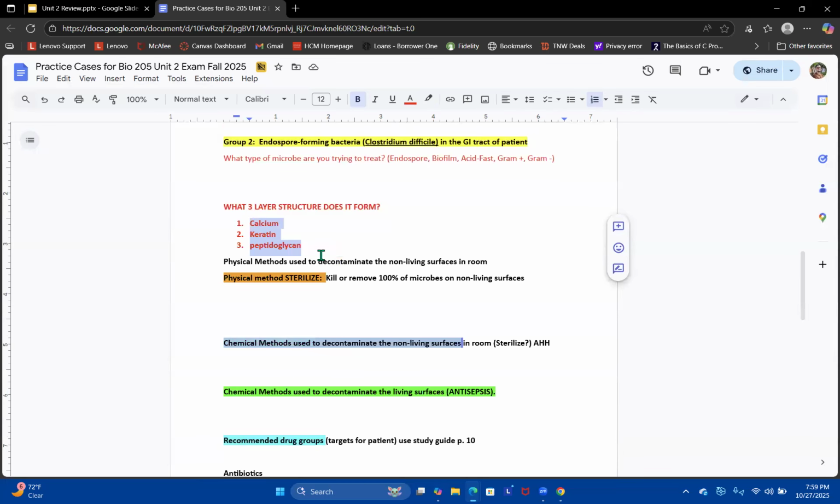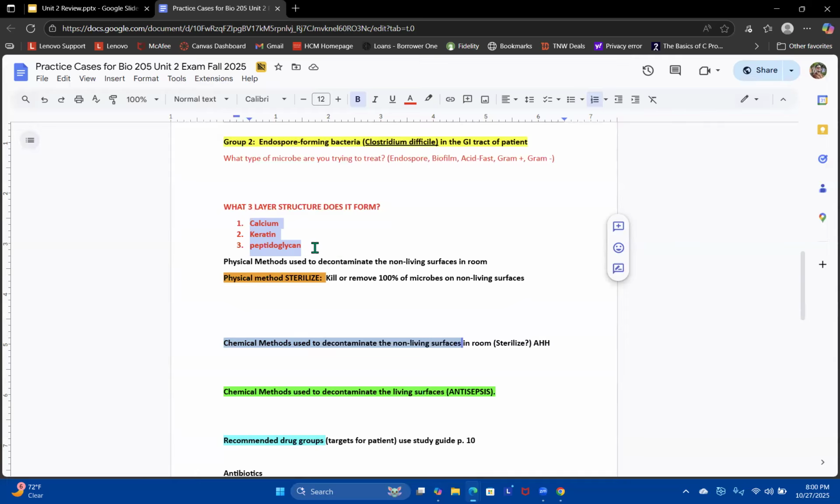They haven't changed since Unit 1, but I've seen students miss easy points on this because literally the first question is, what makes this thing so much more difficult to kill? Oh, it's because it's got the three layers. What are the three layers? Calcium, keratin, peptidoglycan. That's it. So don't miss this one because again, it's fairly easy points.